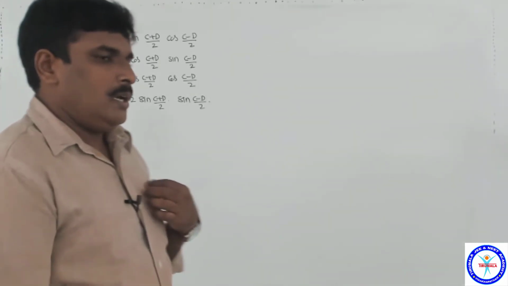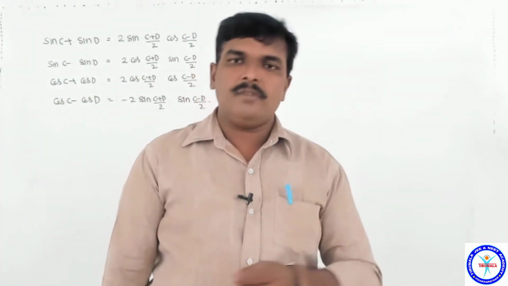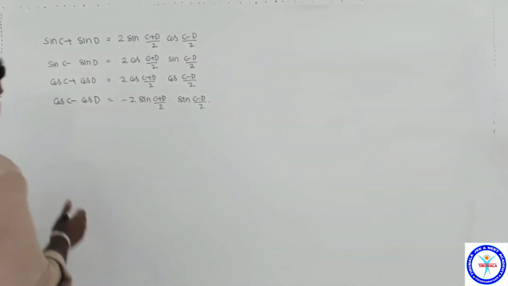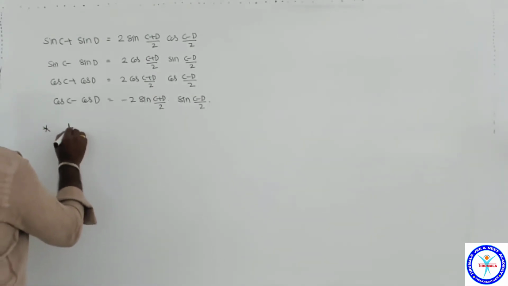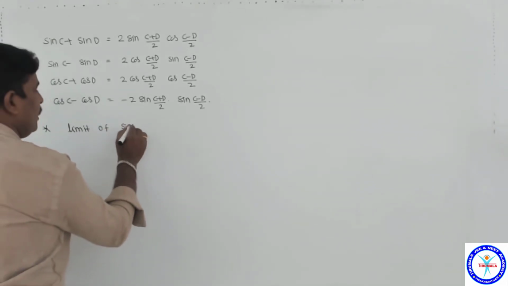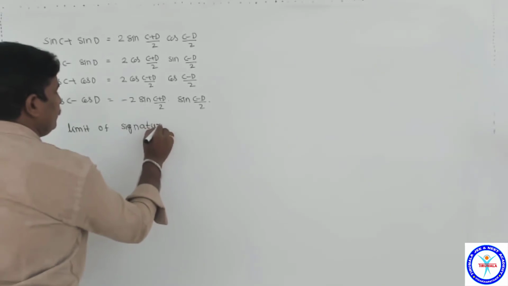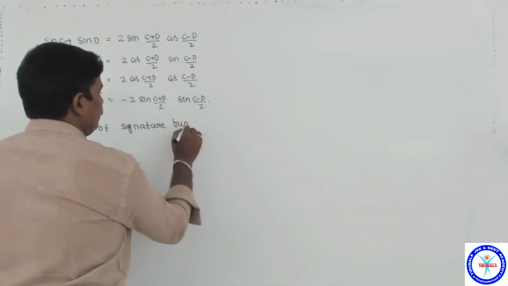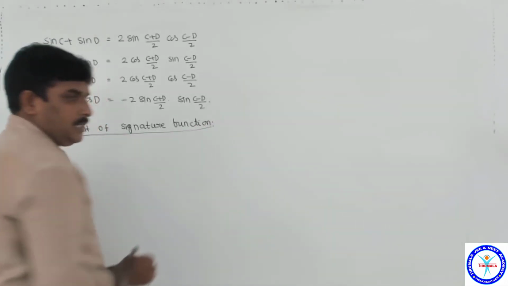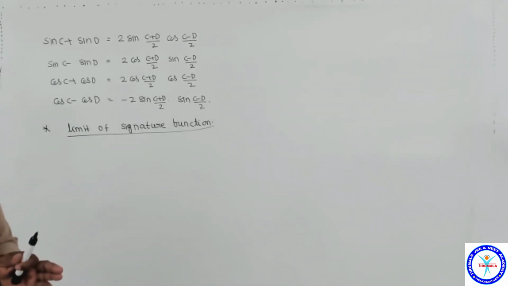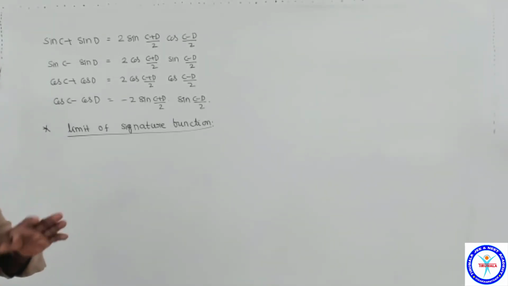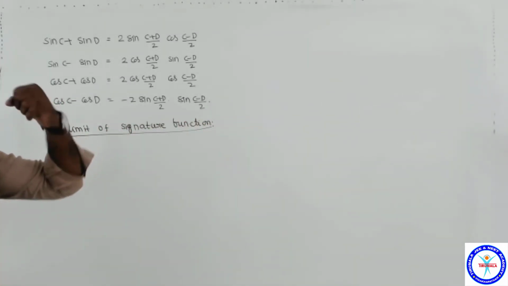Now examine the limit of the signum function at 0. I already explained in the previous class the definition of the signum function and its domain, range and graph.